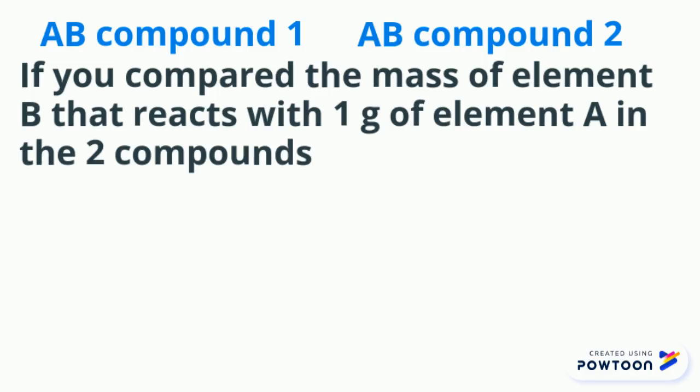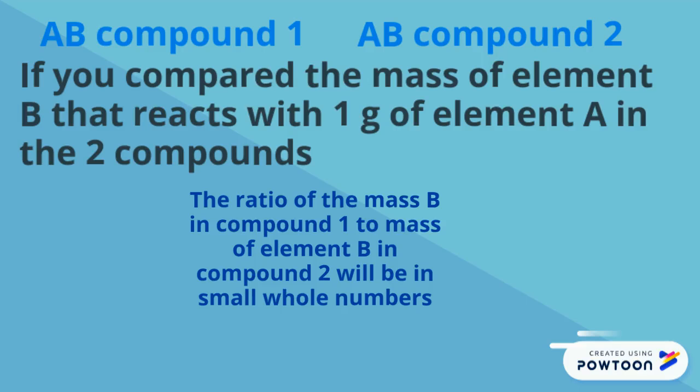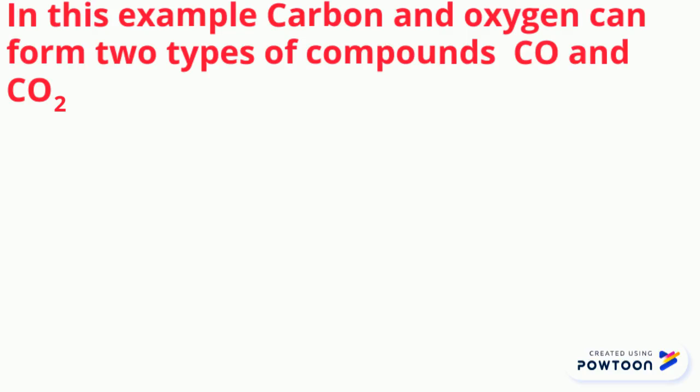So if you have two compounds, compound 1 and 2, both of them are made of the same elements A and B. If you compare the mass of element B that reacts with a fixed amount of element A, let's say 1 gram, in the two compounds, you will find that the ratio of the mass of element B in compound 1 to the mass of element B in compound 2 will be in small whole numbers.